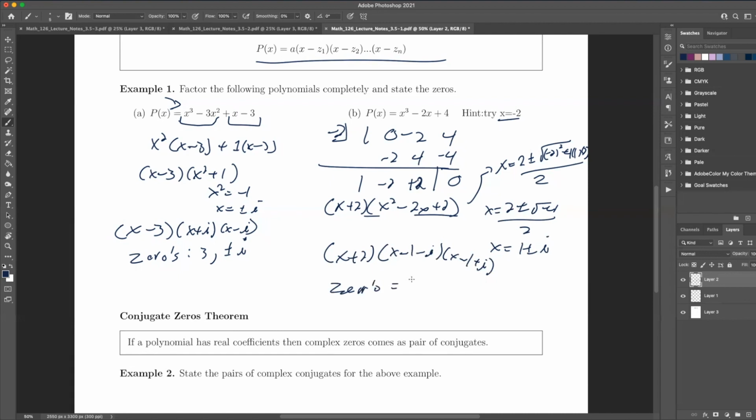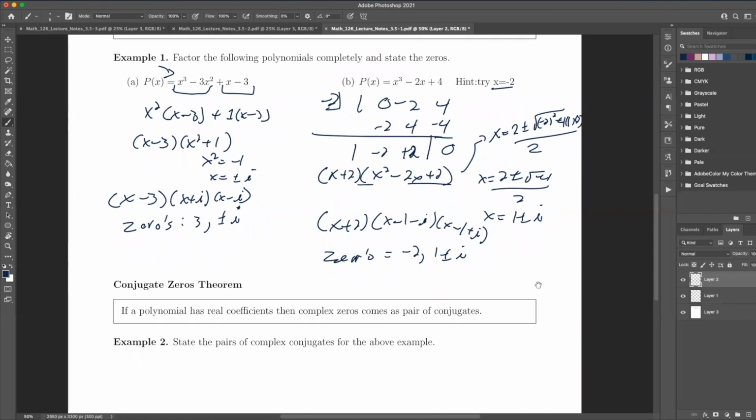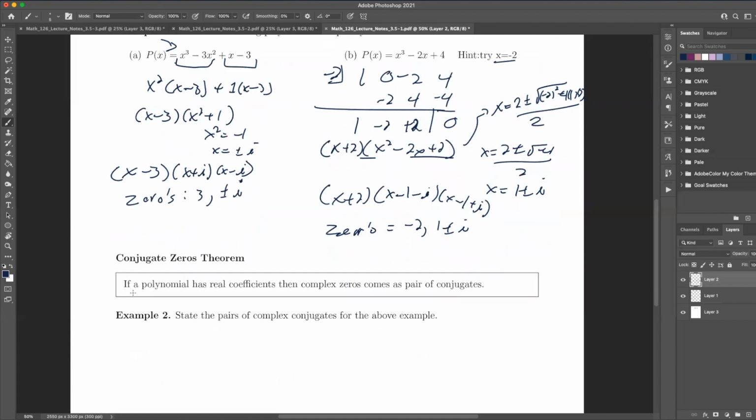So here I have my zeros of negative 2 and 1 plus or minus i. One thing that we know is the conjugate zero theorem. If a polynomial has real coefficients, and this is only if it has real coefficients, you won't really deal with anything that doesn't. Even in engineering, you probably won't, right? You may, but then complex zeros come in a pair of conjugates.